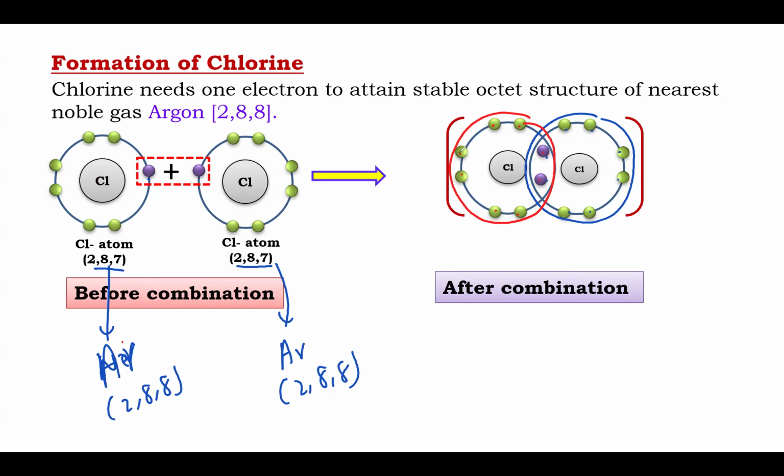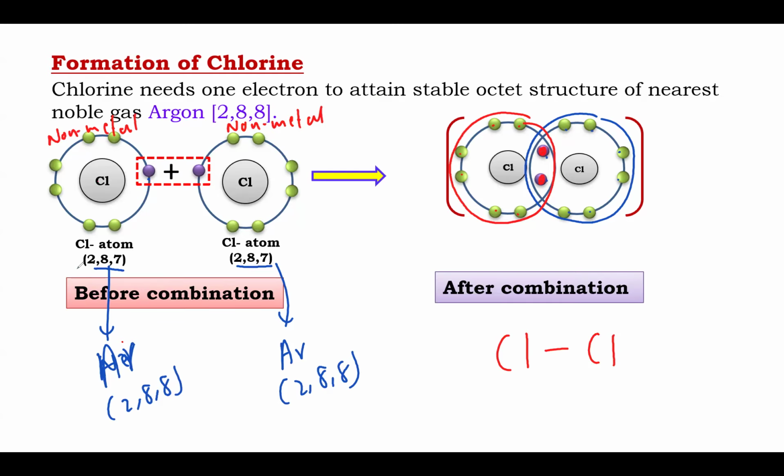Are both non-metals or not? Tell me. This is also non-metal. So when two non-metals come together and share, we call it a covalent bond. How many electrons are they sharing? One pair. So we write it this way, single covalent bond.